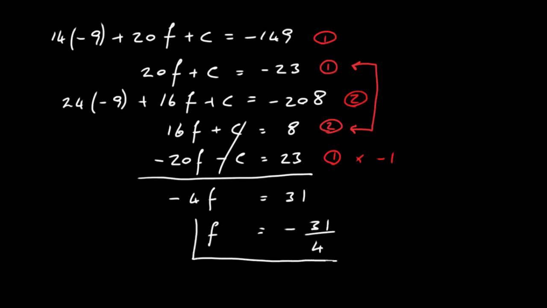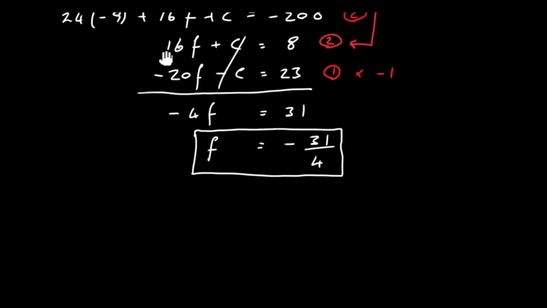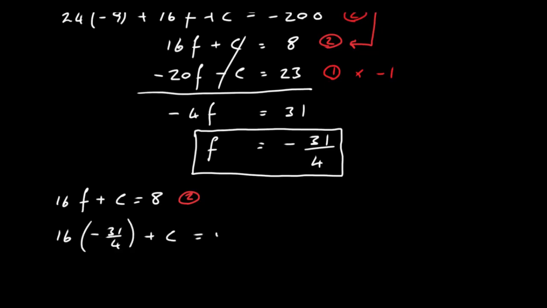So now I have f and I have g. Let's just work out what c is, and that should finish it off for us. So I'm going to take one of the equations, I'm going to take equation 2 here. So we have 16f plus c is equal to 8. I'm going to stick in f here, so it's 16 times minus 31 over 4 plus c is equal to 8. When you do all of that, work this out, bring it over to the other side, you'll get c is equal to 132.